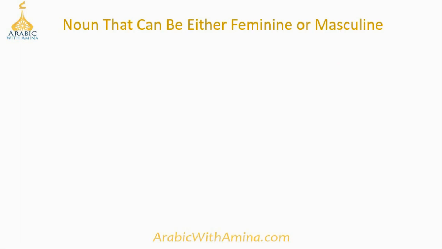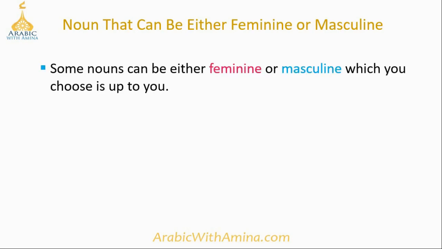There are a few nouns that can be either feminine or masculine, and it's up to you to choose which one you want to use. Our color coding for this group of nouns will be purple. For example, tariq, meaning way or road, sulam, meaning ladder, and suq, meaning market.